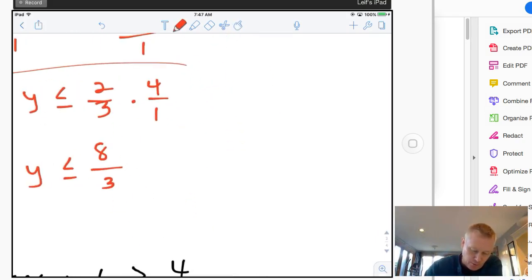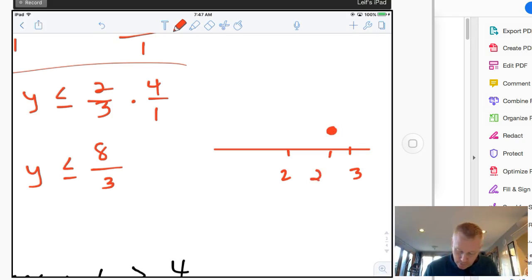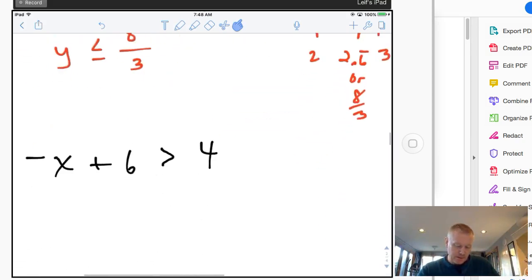You know, if they asked you to graph it, you could figure out that 8/3 is 2.666. So if this is 2 and this is 3, 2.66 is somewhere around here. This is 2.6 repeating. And if it's less than, it would go over this way, for 8/3. Okay, and that's the answer.